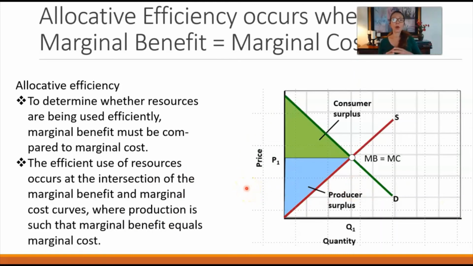So we know already that allocative efficiency occurs where marginal benefit equals marginal cost, and that's how we determine where our resources are being used the most efficiently. But we also know that when marginal cost equals marginal benefit, we are maximizing our total economic surplus. So economic surplus or total surplus is consumer surplus plus producer surplus. Together, these two are our total surplus.